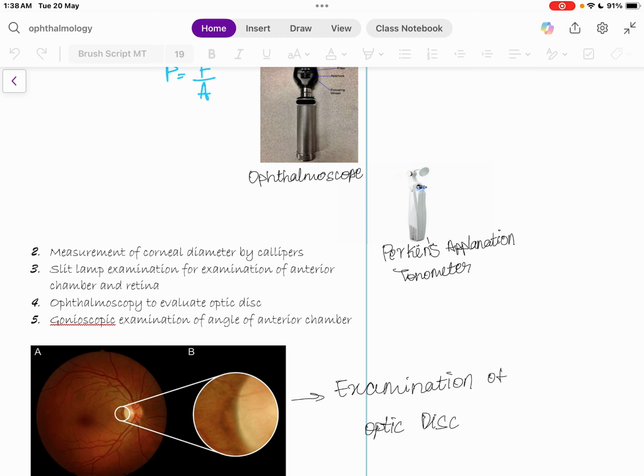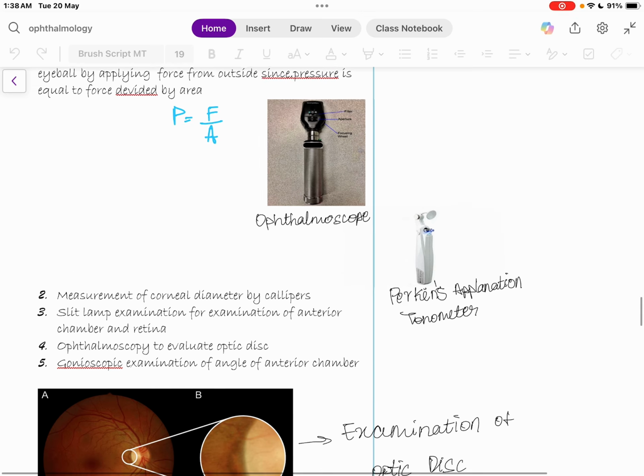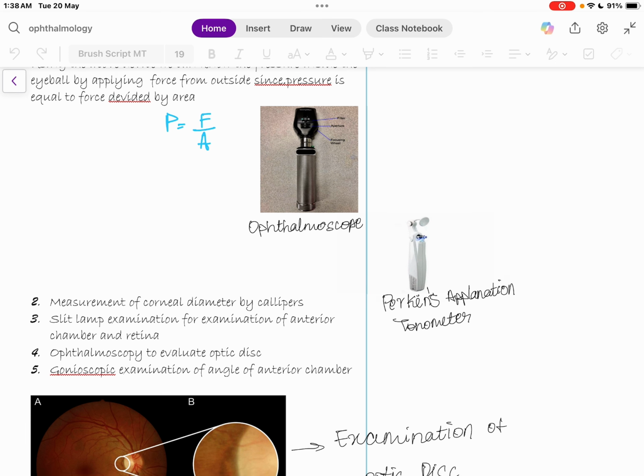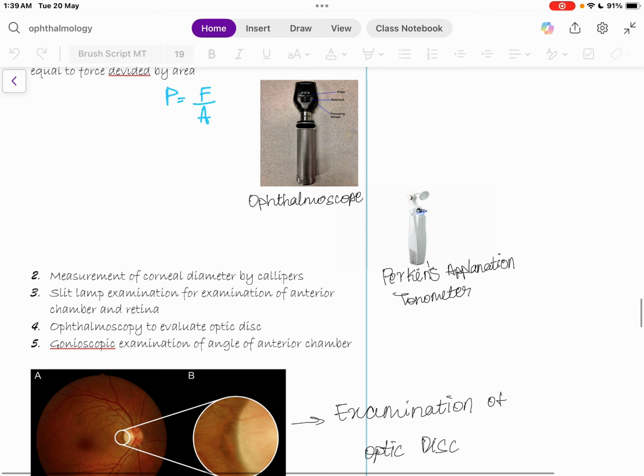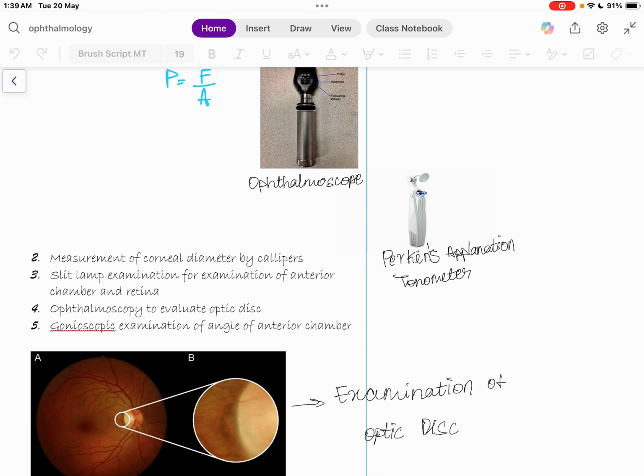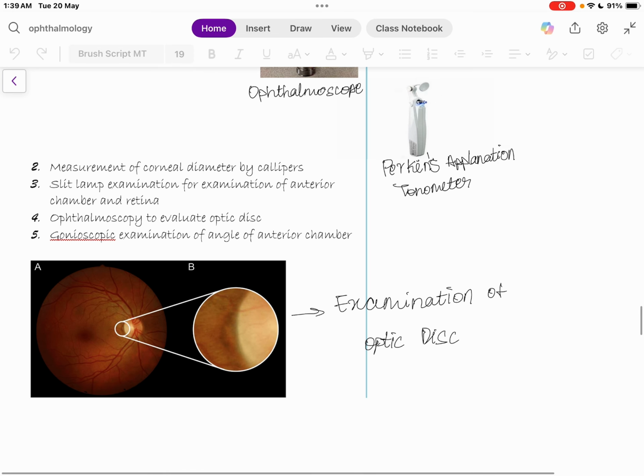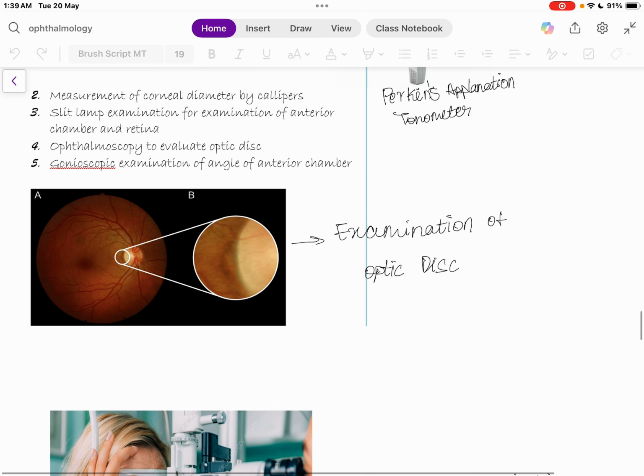Slit lamp examination for examination of the anterior chamber and retina. Ophthalmoscopy to evaluate the optic disc. An ophthalmoscope picture is given, and gonioscopic examination of the angle of the anterior chamber. The picture of examination of the optic disc is given.